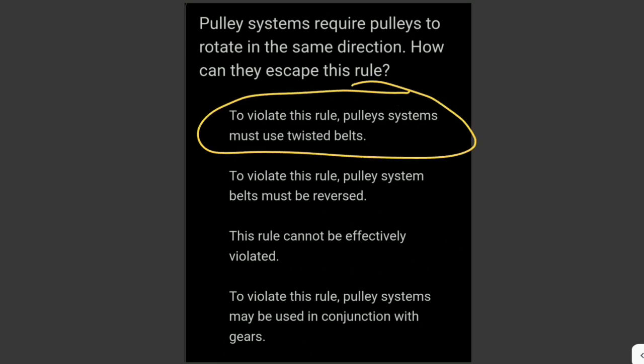To violate this rule, pulley systems must use twisted belts. The design of pulleys prohibits the pairing of pulley and gears, and a simple reversal of belts will result in synchronized reversal of all pulleys. So to violate this rule, a belt must be twisted so each pulley rotates in opposite directions.